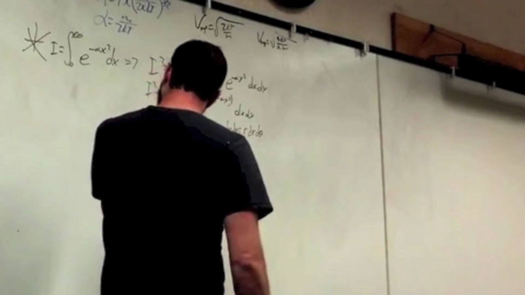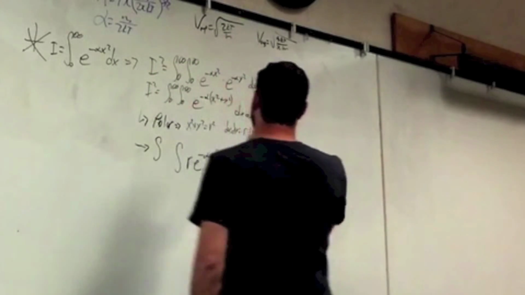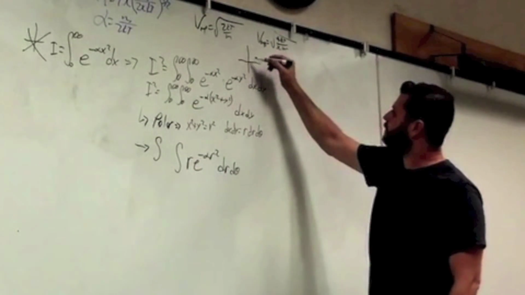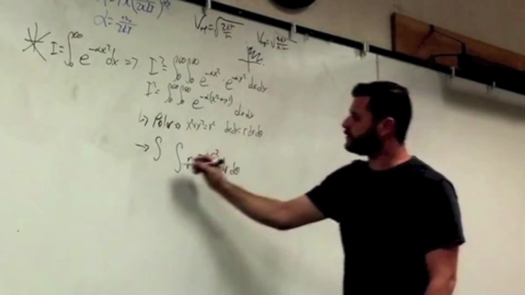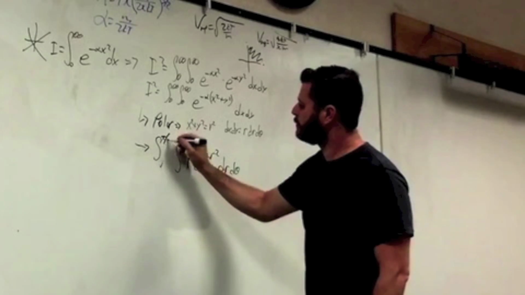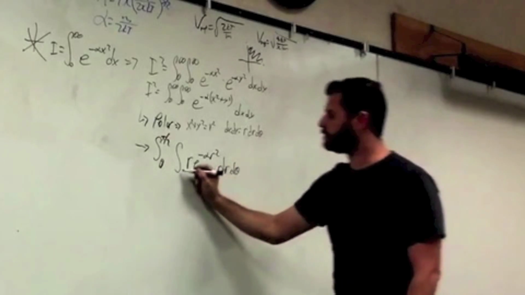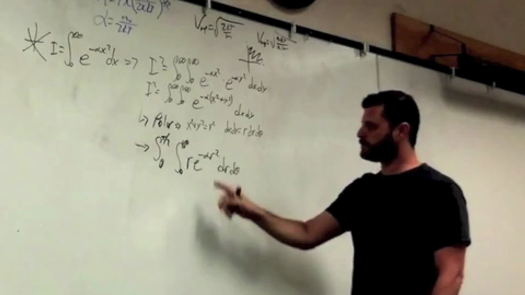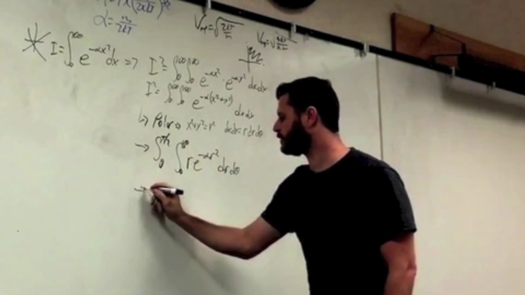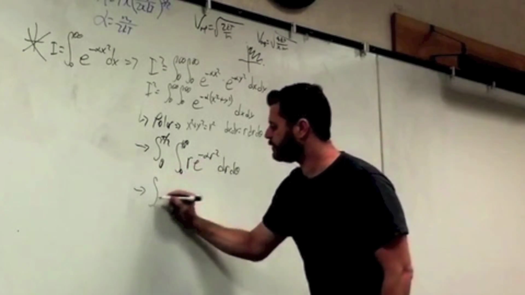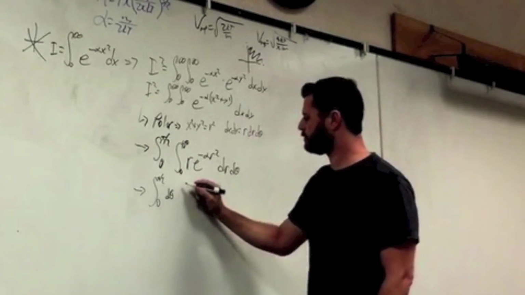Now for your limits, this is what you have to watch for. So we went from 0 to infinity on the x and 0 to infinity on the y. So if you just look at a graph, we're just talking about quadrant 1. So in polar, we're going from 0 to pi over 2. And then your radius would extend out to infinity to sweep all that. So you've got to make sure you watch the change of the limits. So over here we get 0 to pi over 2 d theta.